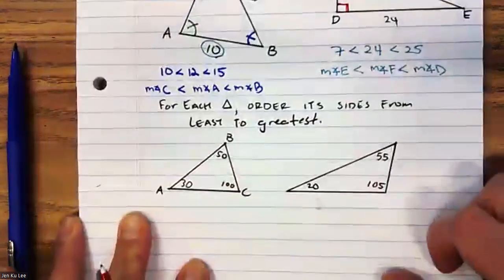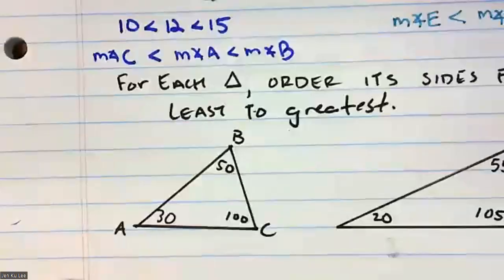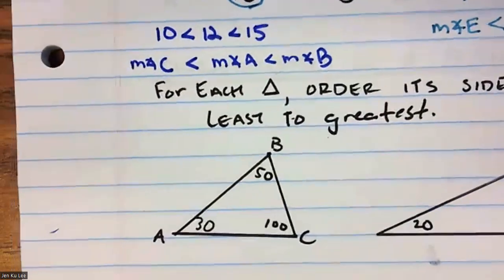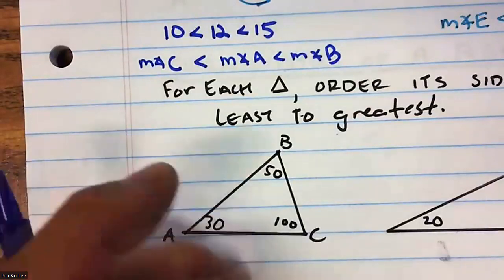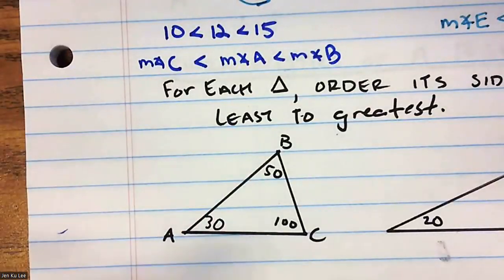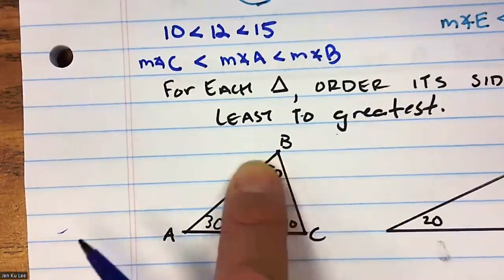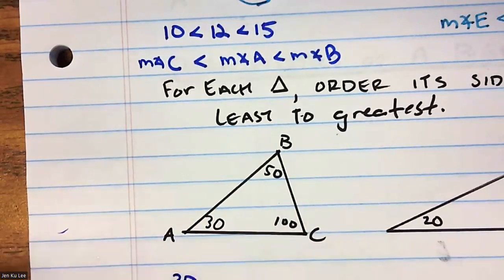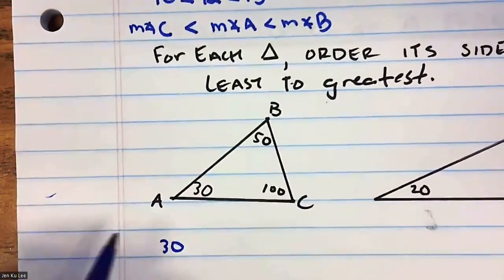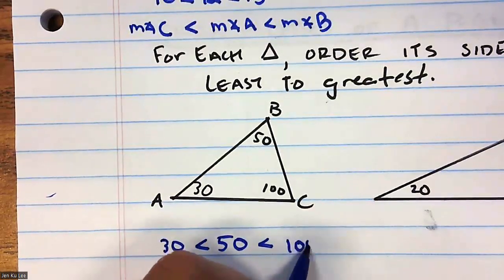Okay, so the next one is here. For each triangle, order its sides from least to greatest. So that relationship of the sides going to the angles is the same thing as if I have the angles and then I'm going to the sides, okay? So 30 is less than 50, which is less than 100, right?